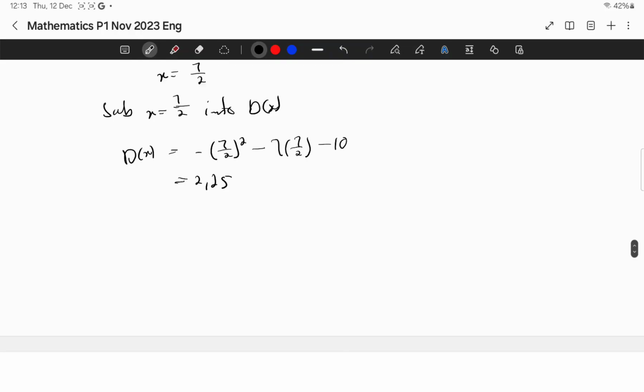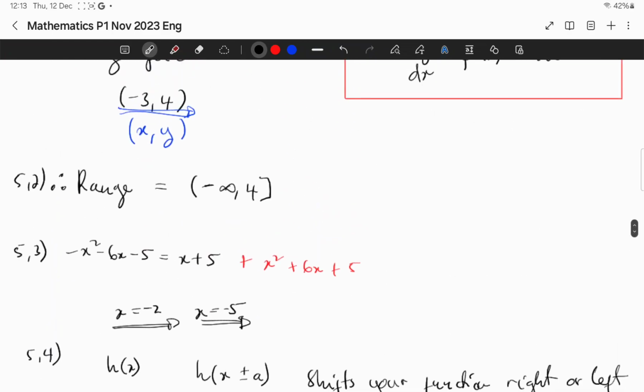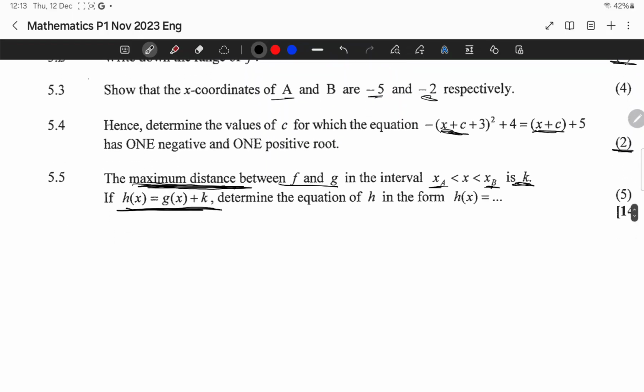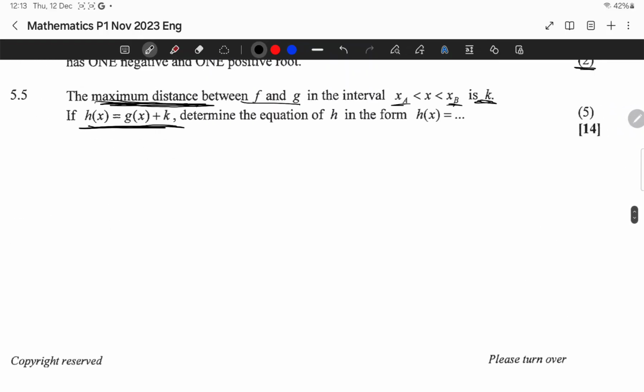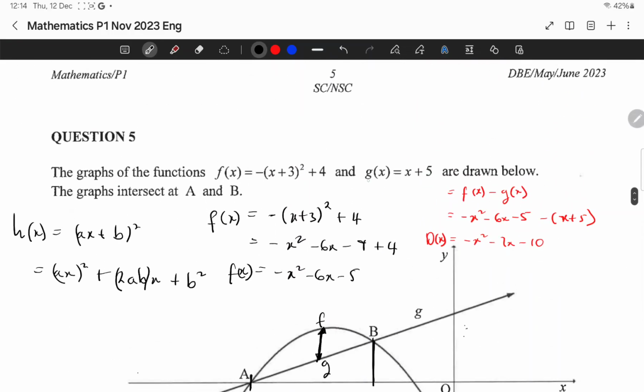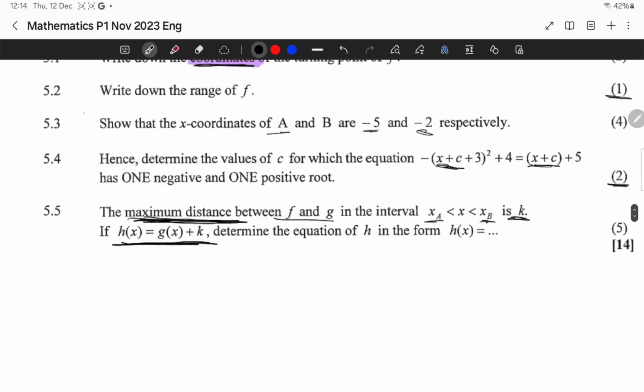Now, this is not the answer to the question. That's not the question they asked you. The question they asked you is, find the function h of x, which is given by g of x plus k. What you found here is k, the maximum distance. The maximum distance between f and g is k. You found k. Now what you want to give them is g of x plus k. Let's just remind ourselves what g of x is. g of x is x plus 5. So that's g of x.